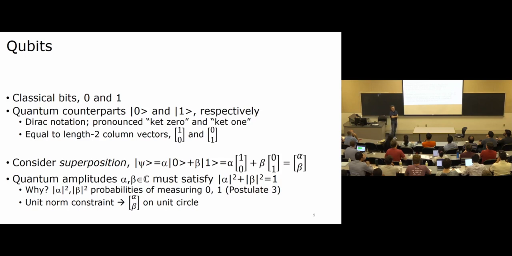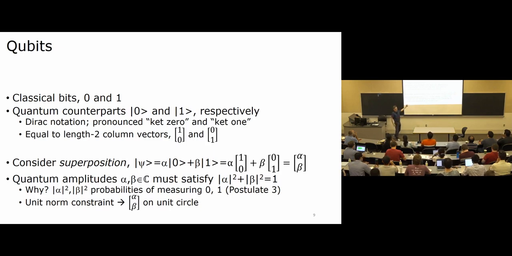In the classical world, again, we had bits, zeros and ones. And here we have two corresponding quantum entities, which are called ket 0 and ket 1. These brackets around the 0 and 1 are pronounced ket. This is called Dirac notation. And really, these are not scalars anymore. They look like it with these brackets around the 0 and the 1, but they actually represent length 2 vectors. The ket 0 corresponds to the vector 1, 0, and the ket 1 corresponds to the vector 0, 1.